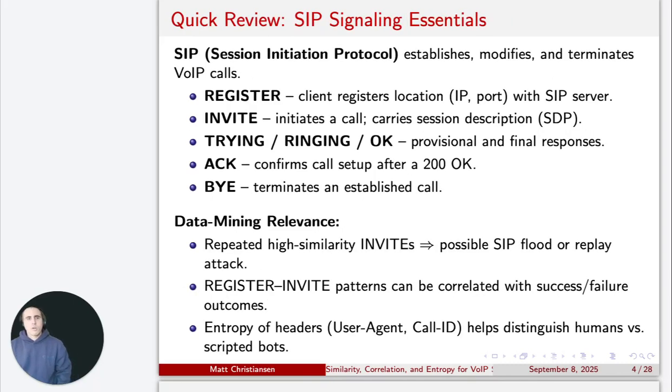And a quick review of SIP signaling essentials. Session Initiation Protocol establishes, modifies, and terminates voice over IP calls. So we have register, invite, trying, ringing, OK, the acknowledgement, and then bye. And so these are the SIP signals that we're going to be looking at when we get VoIP data. Maybe we're using Wireshark and we're able to see the register, the invite, these different signals. And then we can take that data and use that to compute similarity.